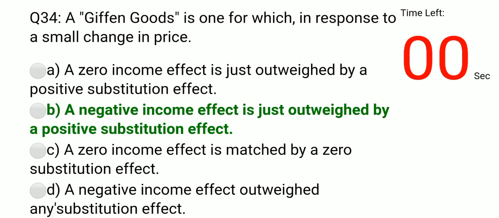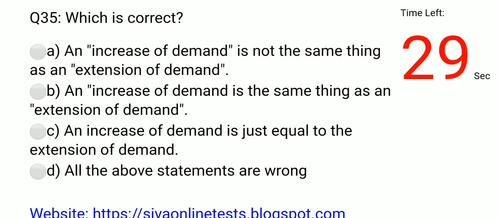Answer. B. A negative income effect is just outweighed by a positive substitution effect. Question 35. Which is correct? Options. A. An increase of demand is not the same thing as an extension of demand. B. An increase of demand is the same thing as an extension of demand. C. An increase of demand is just equal to the extension of demand. D. All the above statements are wrong.